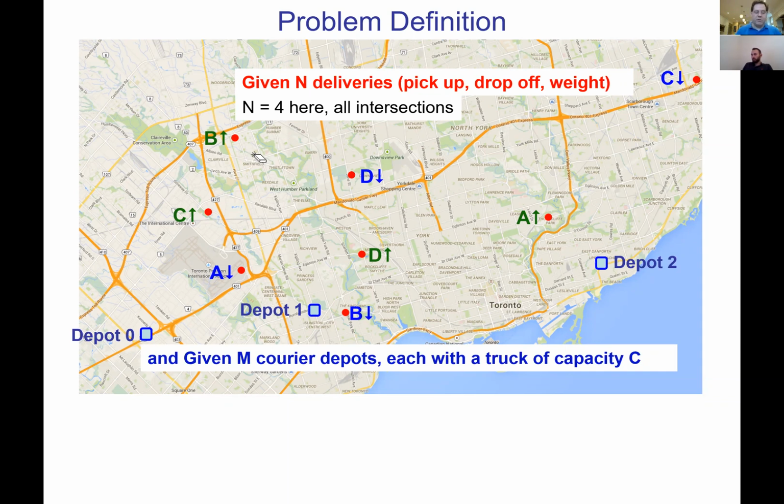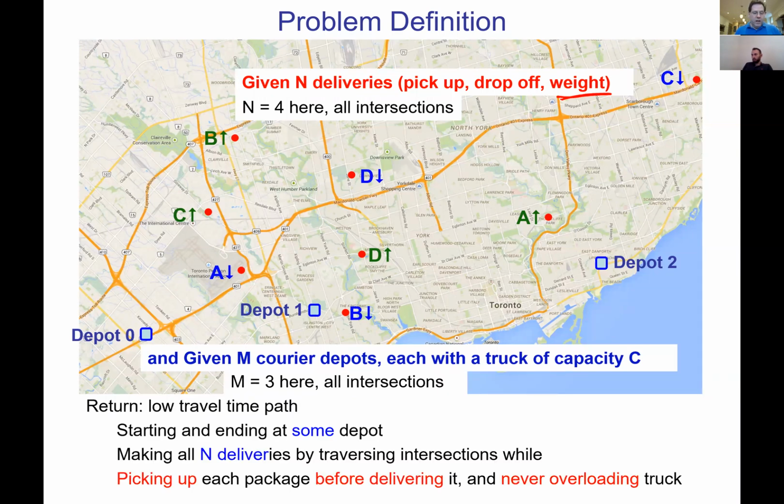We also have M of these courier depots. In this case, M equals 3. Those are spots where you can get the delivery truck to start your delivery day, and spots where you can leave the delivery truck when you're done. And the truck has a capacity C, so it can carry a certain amount of weight. That's important because your packages have different weights, and what you have on the truck at any point in time can't add up to more than its weight capacity.